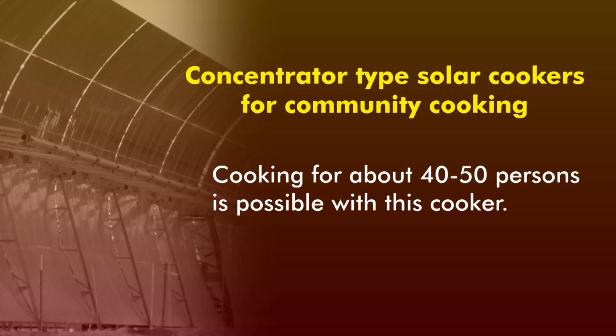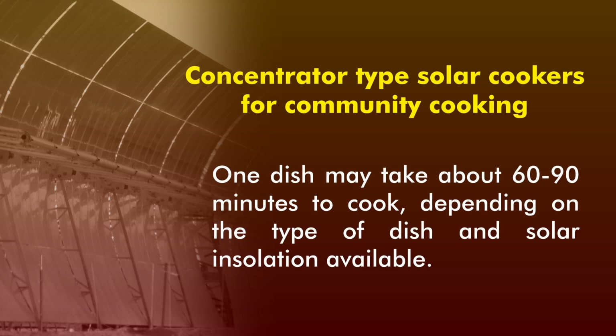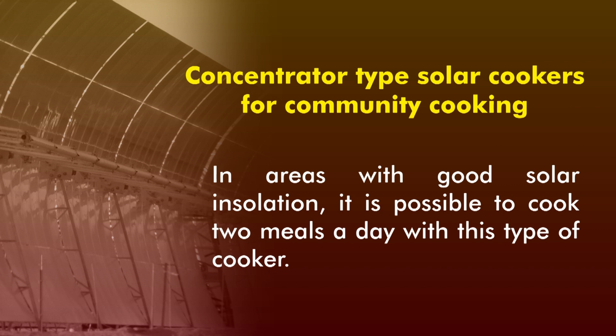The cooker has a large reflector ranging from 7 square meters to 12 square meters of aperture area. Cooking for about 40 to 50 people is possible with this type of solar cooker. One dish may take about 60 to 90 minutes to cook, depending on the type of dish and the solar insolation present. In areas with good solar radiation, it is possible to cook 2 meals a day with this type of solar cooker.